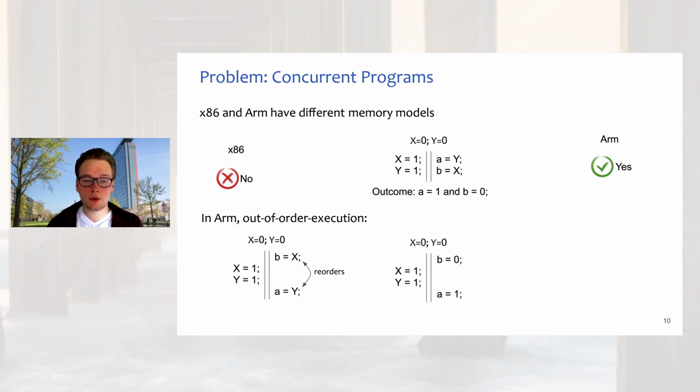So, after reordering, the value 0 is read into local variable B, then the first thread runs in its entirety, and finally, the value 1 is read into the variable A. This particular reordering is impossible in x86, so when you translate this x86 program to ARM, it would suddenly allow this behavior, while it would be disallowed in the original x86 program.